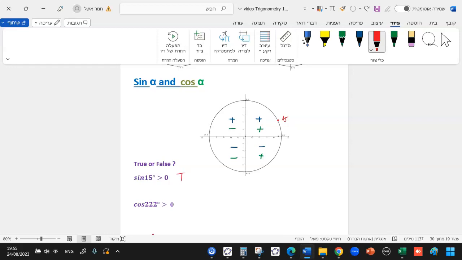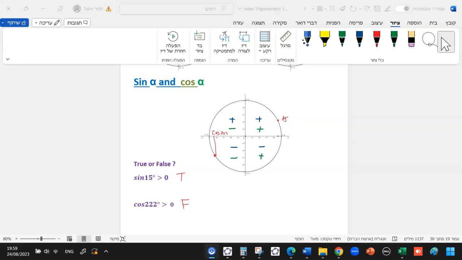What about cosine of 222? Is it also a positive number? We know that 222 is around here. This is between 180 and 270. Here, the cosine is the x coordinate. This is cosine 222. And we can see that this must be a negative number. So this must be false.